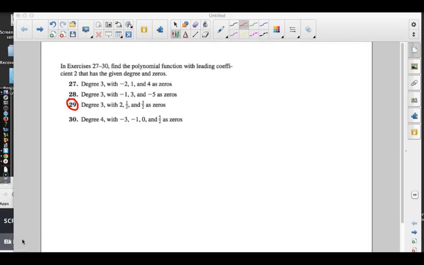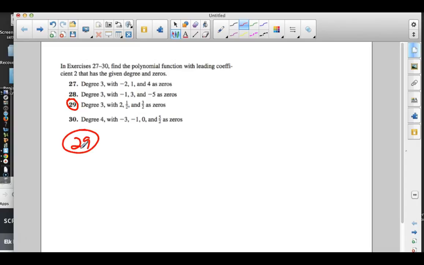These are the frequently asked questions for pre-calculus for section 2-4, day 3. Number 29 was the first problem that was asked for, and it's a degree 3 polynomial with 2, 1/2, and 3 halves as the zeros. So if these are our zeros, we need to ask ourselves, what was the factor that it came from?